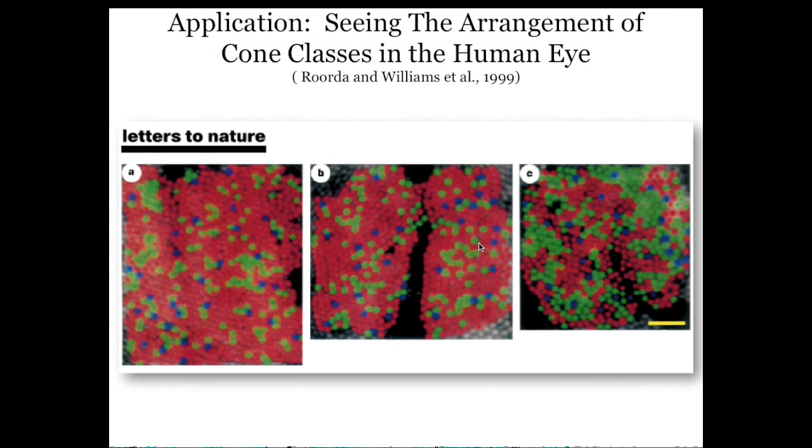You can also use these methods to not only see the cones, but by cleverly adjusting the wavelength of light that you put in and testing how much light is scattered back, you can actually make estimates of which type of cone there is at each location. And that was first done by Austin Roorda and Dave Williams and others in a paper in 1999. These were the first time that anybody could look into the human eye and make an estimate of the positions of the individual types of cones within the retina of a living human eye. It's a really cool measurement.